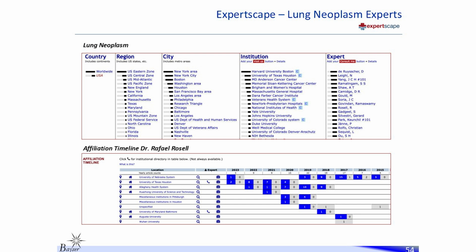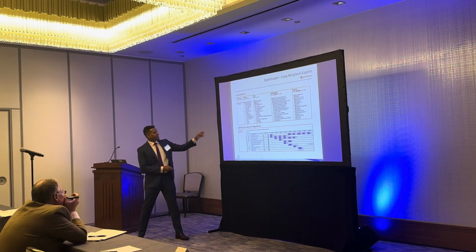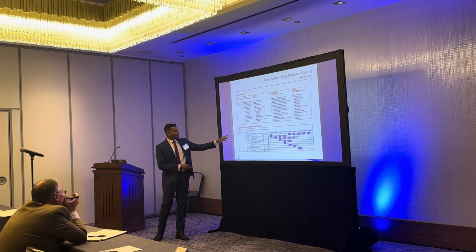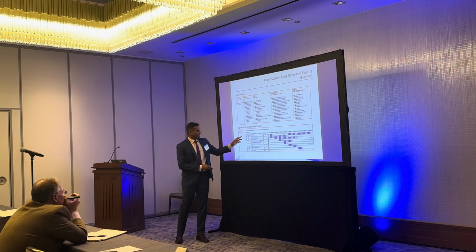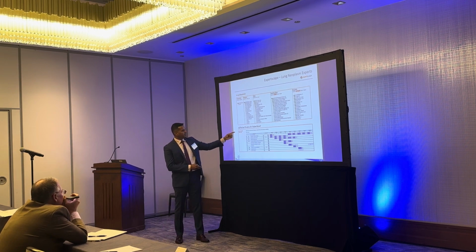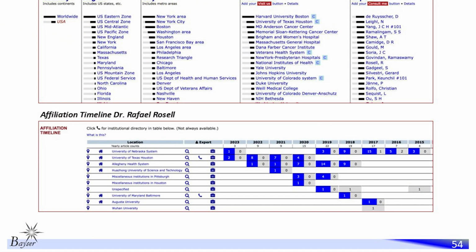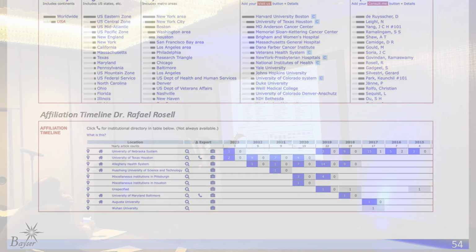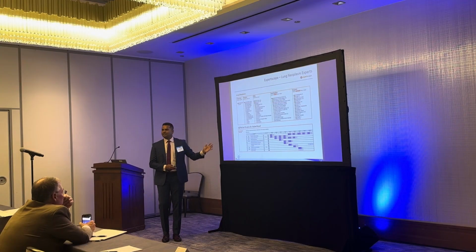We're actually helping a client with a project on that. If you pick a specific doctor and see what affiliation he's been connected with, this particular Raphael Rosell actually started in 2015 from University of Nebraska, and then he had a bunch of miscellaneous institutions. And then in Pittsburgh, I know Allegheny is in Pittsburgh. So I think it's a good timeline that actually shows the affiliation.